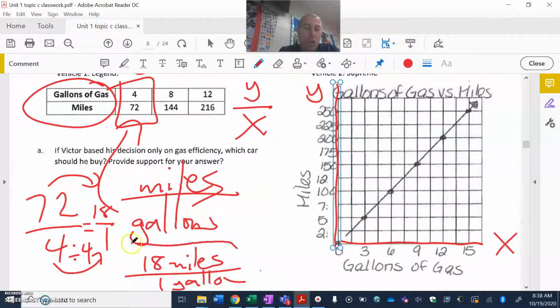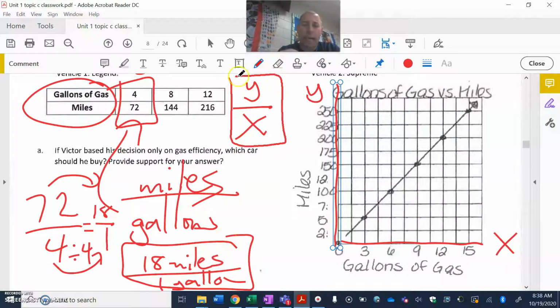Okay, so let's come on over to your graph. And the thing about the graph, going back to what we're referring to here, is it's always y divided by x. So in this case, it's always the gallons of gas here.